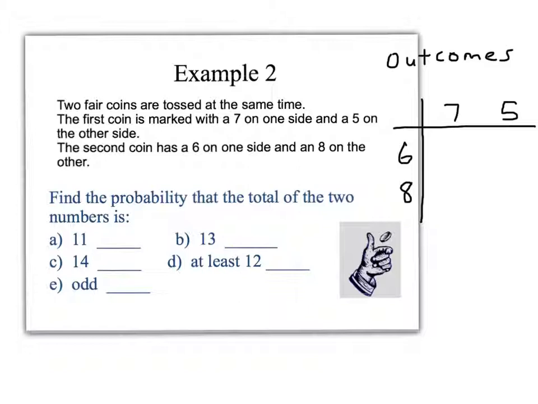all possible outcomes. So when I add the numbers together, I could get 13, I could get 11, I could get 15, and I could get another 13. So the chance of getting 11 is just 1 out of 4. The chance of getting at least 12, at least would be my 11, so that would be 1 out of 4 as well. And you can do the rest.